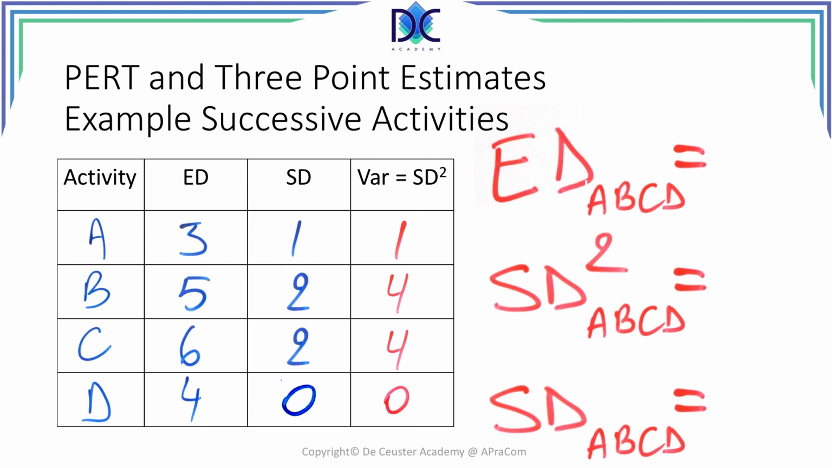Calculating the duration of the path ABCD is 3 plus 5 plus 6 plus 4. We add the individual expected durations and we find the duration of 18. Now we add the variances. 1 plus 4 plus 4 plus 0 is equal to 9. And the standard deviation of the path ABCD is the square root of 9, which is equal to 3.